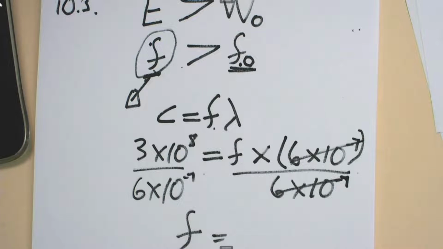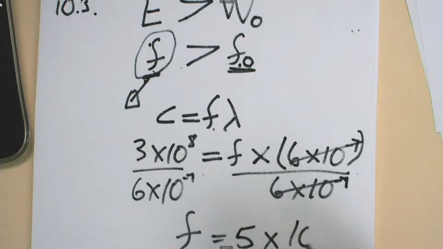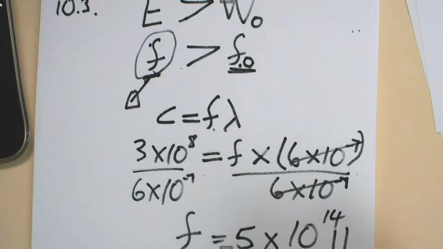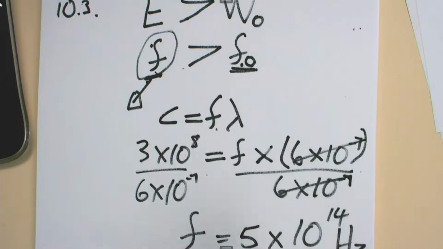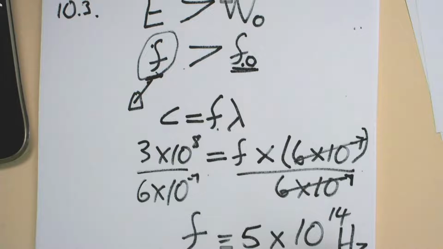This we will remove that. And then here we'll have 3 exponent 8 divided by 6 exponent minus 7. Then this gives us 5 times 10 to the power 14 hertz. So the answer that we get here for frequency is 5 times 10 to the power 14 hertz.